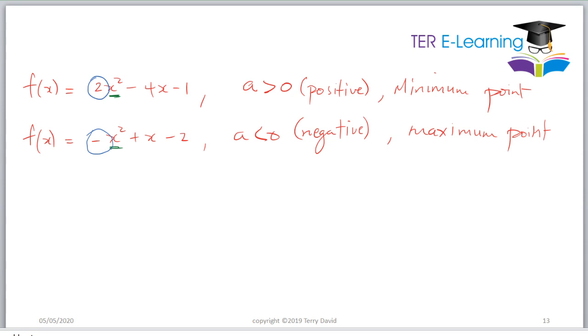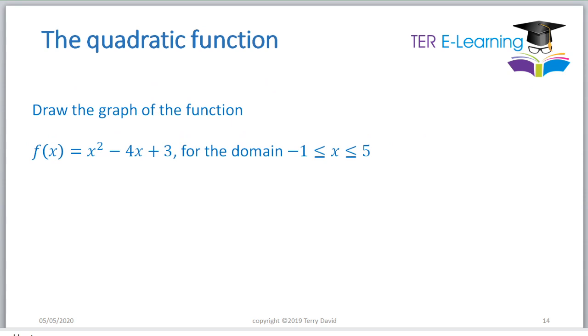So let's see how we're going to graph a quadratic function, right? Now in the exam, sometimes they give you a good few marks for this, right? They can come and they can ask you to draw a graph of the function, right? So look at this question here. They want us to draw a graph, and the function is f of x is equal to x squared minus 4x plus 3, right? That is the function.